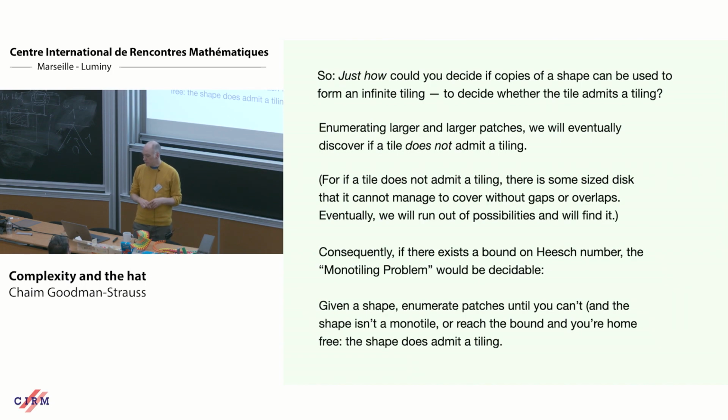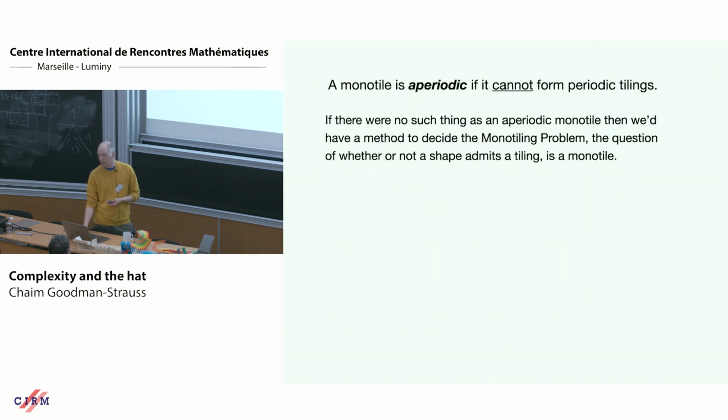And so just as an aside, this is related to H number, because if H number had a computable bound, or had a bound specifically, then we could just do this. We could just enumerate patches until we reach that bound, and then we're either home free, we know there's no further problems, or not. So a monotile is, a tile is aperiodic if it cannot form periodic tilings.